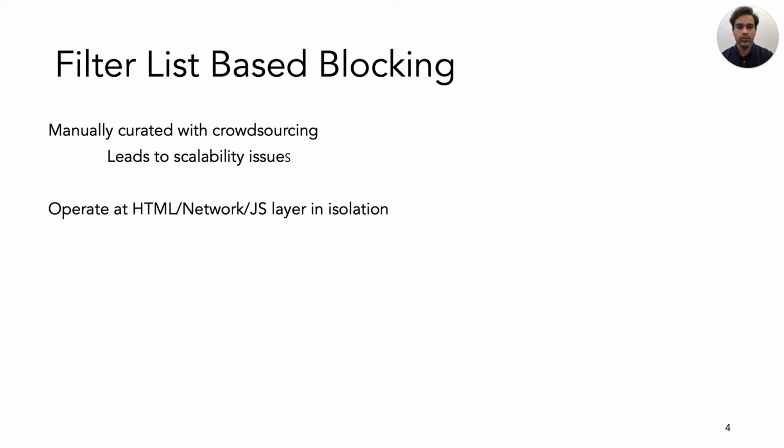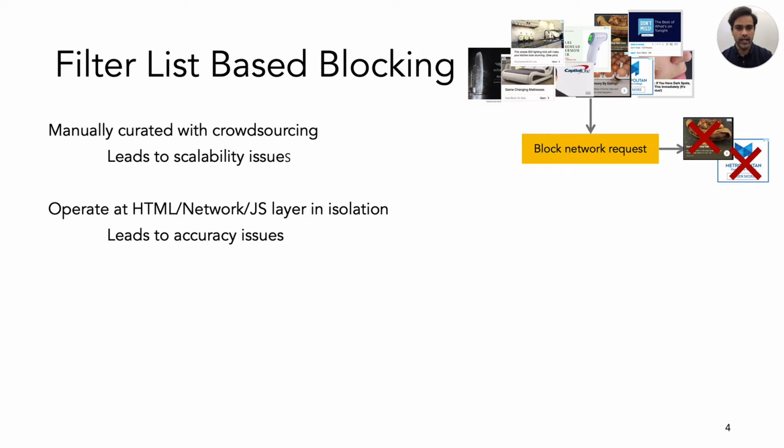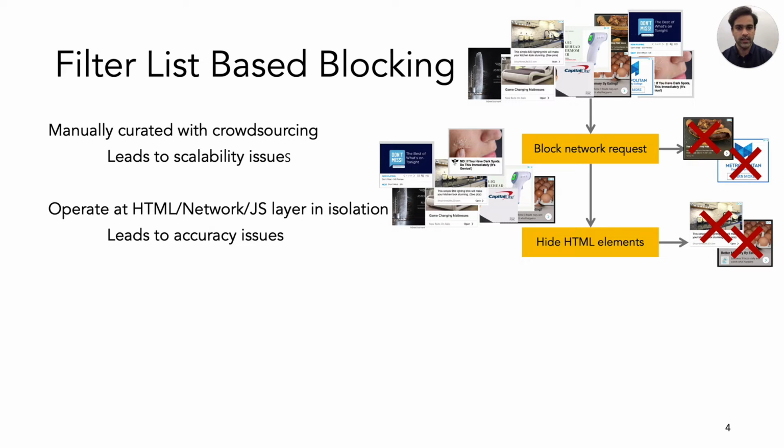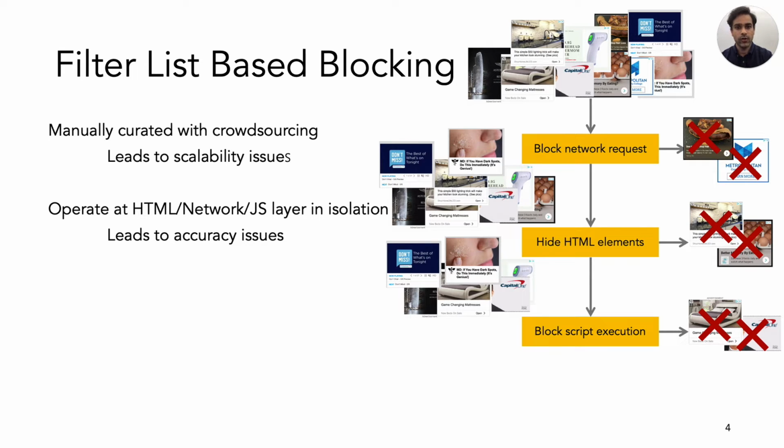These filter lists also suffer from accuracy issues. They operate at the HTML, network, or JavaScript layer, but in isolation. They block network requests that load ads. If they are unsuccessful, they try to hide HTML elements that display them. And if they still fail, they try to stop the execution of scripts that aid ads and trackers.